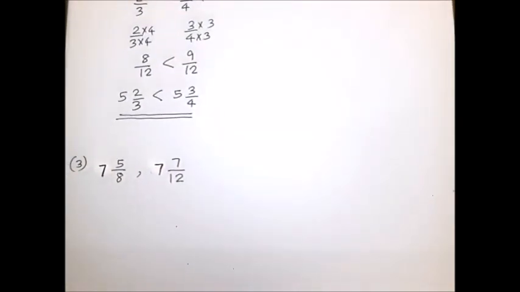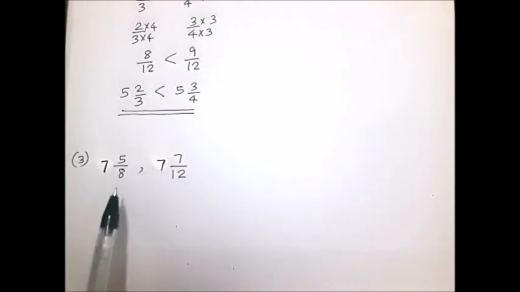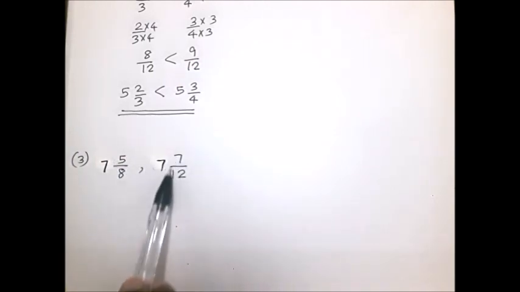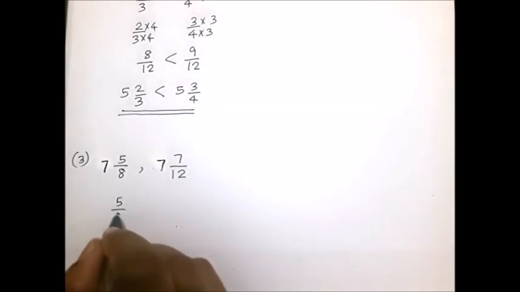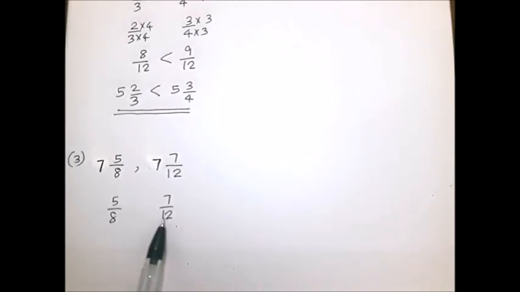Now look at the third example. Whole numbers are equal, 7 and 7. You have to compare these fractional parts, 5 over 8 and 7 over 12. Now what is the common denominator here? You can take 8 and 12. You have to take the least common multiple of 8 and 12. It is 24. You can convert these two numbers into 24. Don't take it as 12 multiplied by 8, 96.